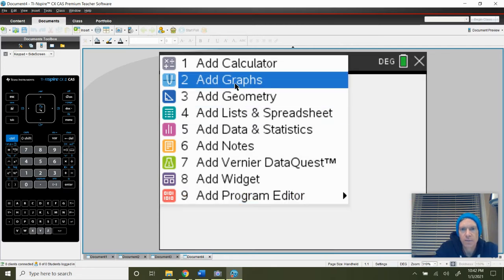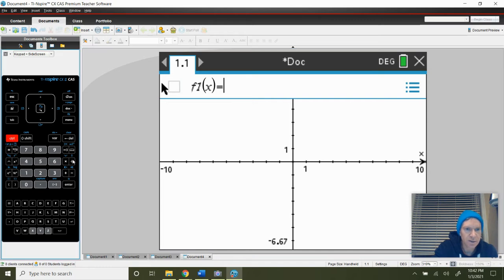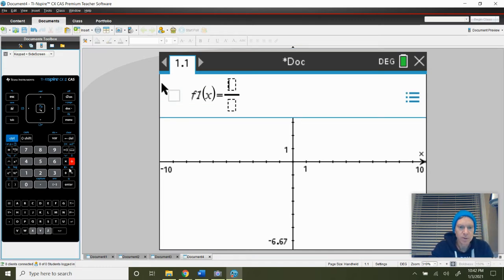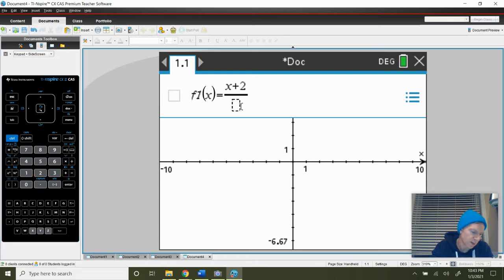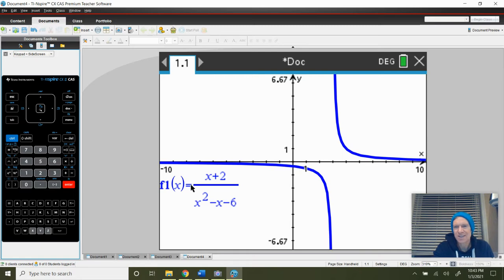I'm going to add a graph, and we can do a control divide. We've got x plus 2 on the top, and on the bottom we've got x squared minus x minus 6. And if you graph it, you can see it looks like this. So you've got this graph.